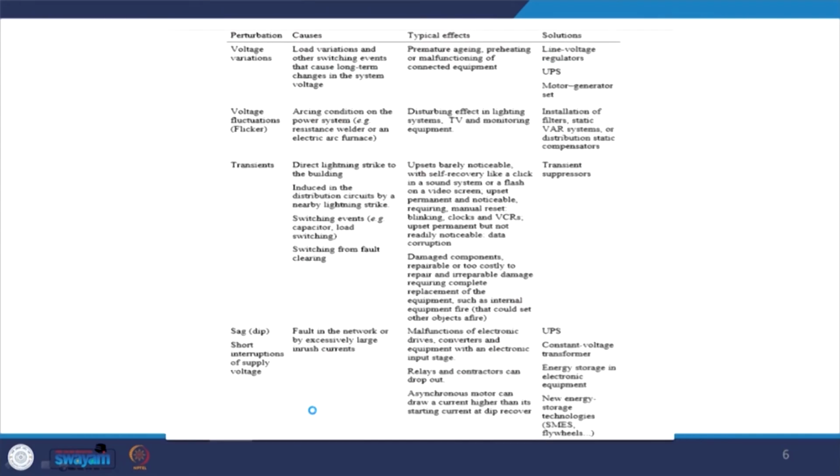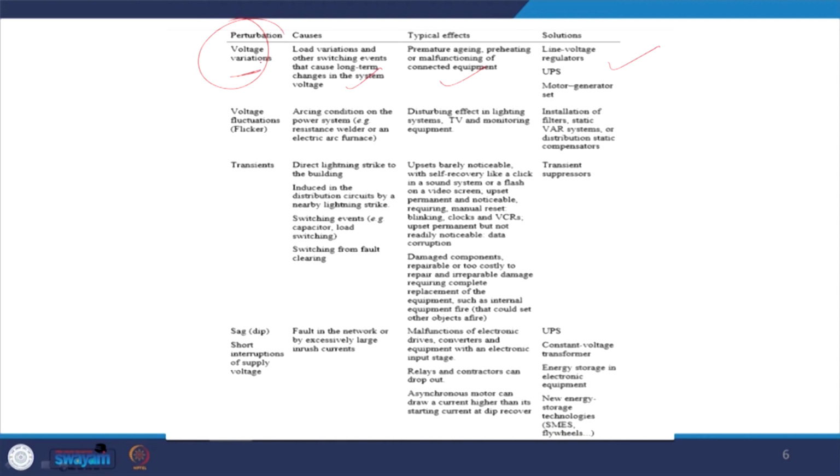So, now what are the implications of it? Let us understand: these are the disturbances, these are the causes, these will be the affected entities, and this is the solution. So, voltage variation.